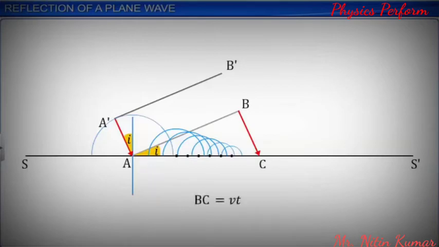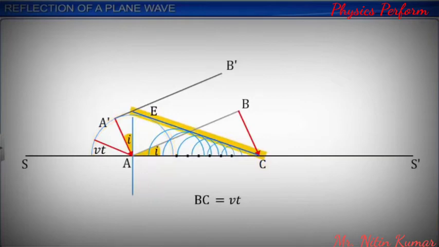During the same period, the hemispherical secondary wavelet from A would also have attained a radius equal to vt. Hence, a hemisphere with its center at A and radius equal to vt represents the secondary wavelet that originated from A at time t is equal to 0. If a surface, such as CE, tangential to the hemispherical wavefront and passing through the point C, is constructed, then CE would represent the reflected wavefront.